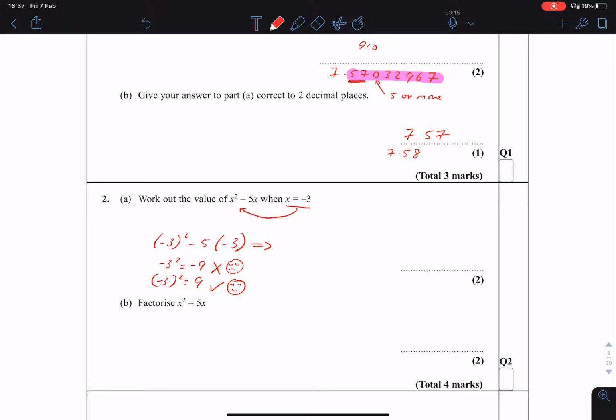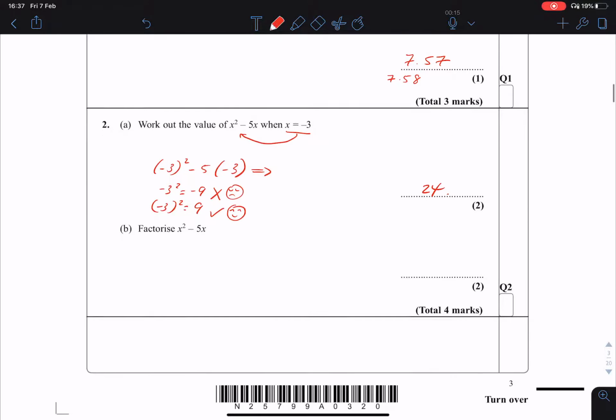So we're going to get this. I can just put that straight into my calculator, which I'm going to do right now. Brackets -3 squared minus 5, I'm literally doing exactly what I've written there, times -3, and that equals 24. So I'm going to write 24, and that will get me full marks.